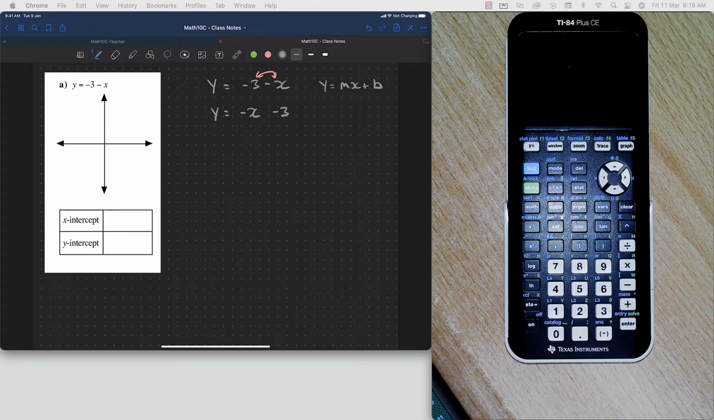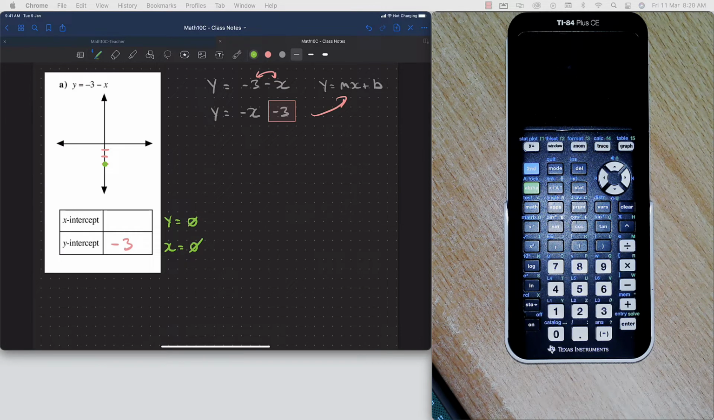And they're asking us for exact values, and right here you should be able to recognize that once it's in this format of y equals mx plus b, the constant is going to be our y-intercept. So our y-intercept is negative 3. So down the y-axis, 3 units, and that's where it's going to cross right there. Okay, so we know that at the y-intercept, x equals 0. So at the x-intercept, we know that y equals 0.